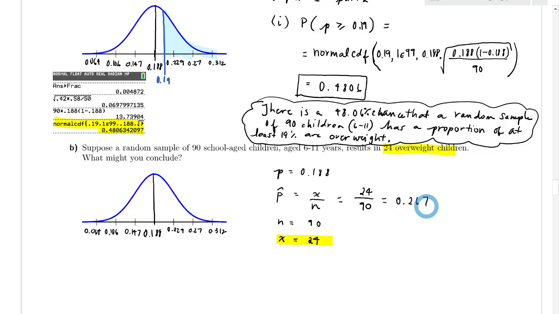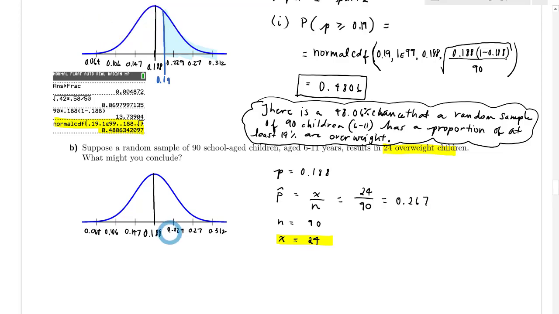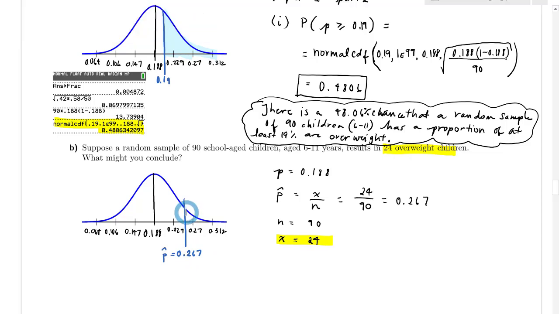And so let's mark 0.27. So let's mark 0.267. Where is that? So 0.267 is pretty close to 0.27. So I'll mark it here. Okay, that was our p hat. And then what would you say to that? Because look, there's a little tail left over here.